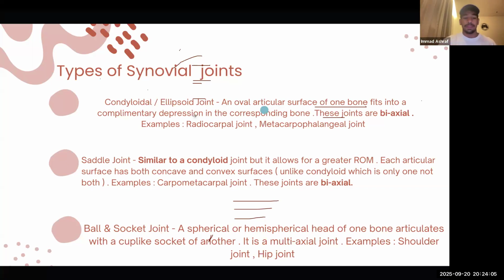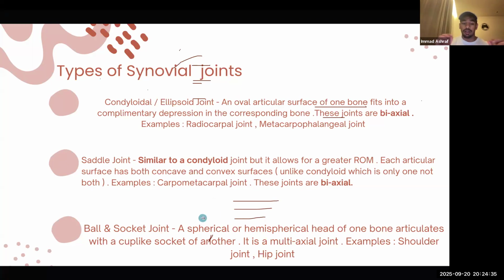Oval into the depression. Saddle joints are similar to condyloid, but they allow for a greater range of motion. So they're similar, but with greater range of motion. You will understand this better on the picture, so I'm going to save it for the picture. For example, the carpo-metacarpal joint, the joint between your carpal, which is your wrist, and the metacarpal. Same, biaxial, but you can move these more freely than the condyloid joints, you know? There's a greater range of motion.